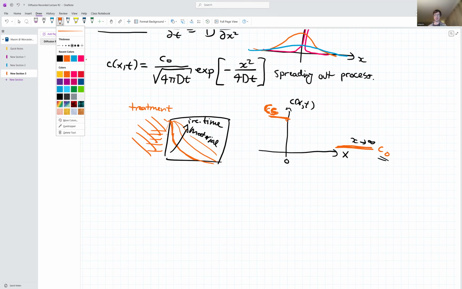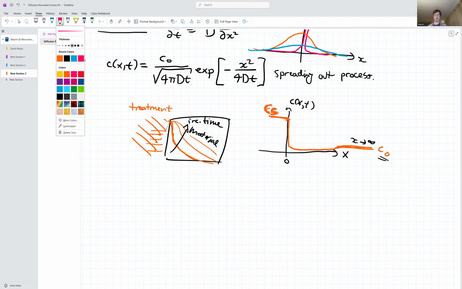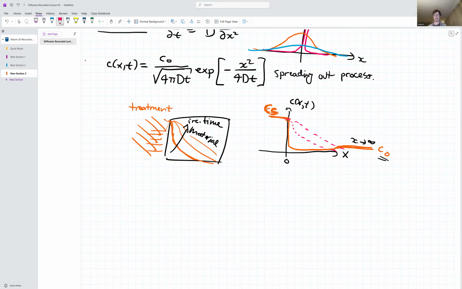And so then the question is, how do these things evolve? If you start off with just a very sharp concentration profile, how does it change over time to become more and more smoothed out, right? And how does it penetrate into it? Basically more of the concentration on the left should penetrate into the material. So this should be, again, increasing time.